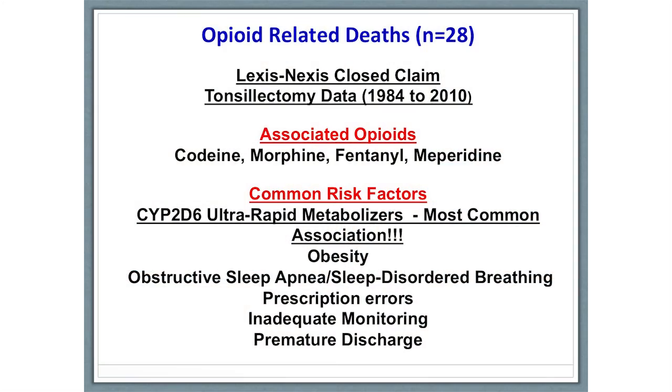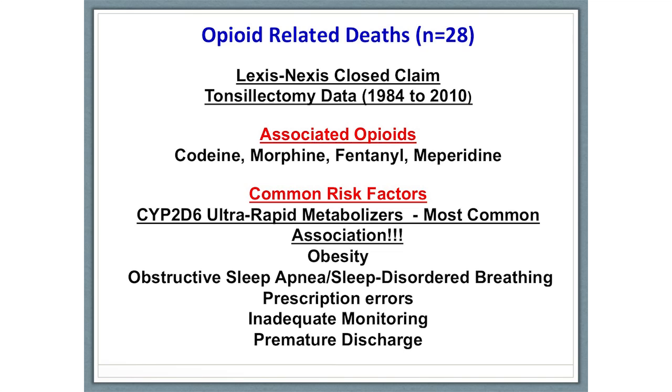In review of some closed claims among children having tonsillectomies, there were a number of deaths related to the use of opioids. And the biggest offenders were codeine, morphine, fentanyl, and Demerol. And the most common risk factor among all of these was that the patients were probably ultra-rapid metabolizers of these drugs, which I'm going to talk about a little bit more later.